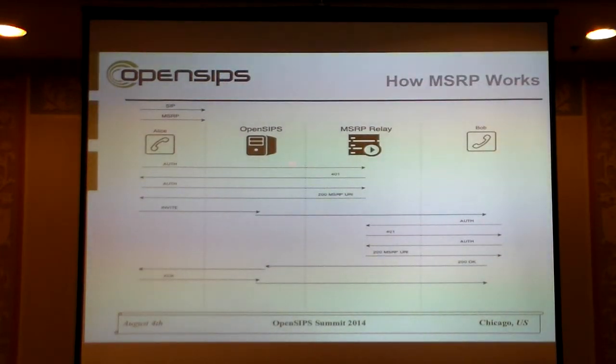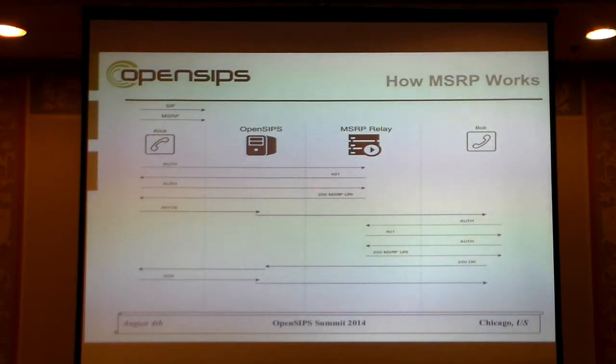Basically, we are assuming that you have here your SIP box and your MSRP relay. It's in a sense very similar to how you route regular media. You have your SIP box and you have your RTP proxy or whatever that handles the proxying of the actual media from one SIP endpoint to the other. When Alice wants to send, for example, a file to Bob, the first thing it will do, even before initiating the SIP traffic, is to authenticate to the MSRP relay.